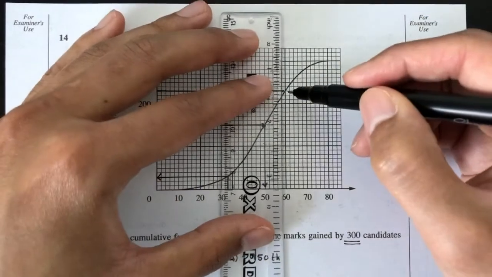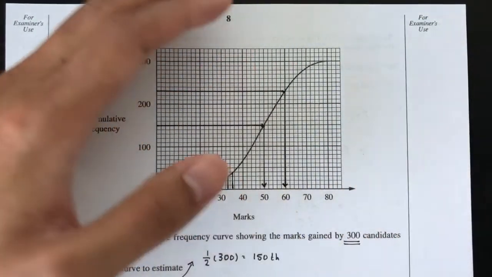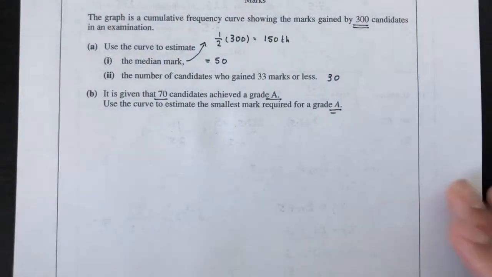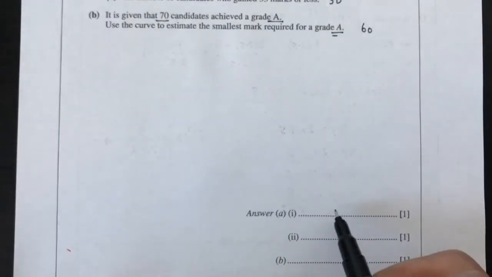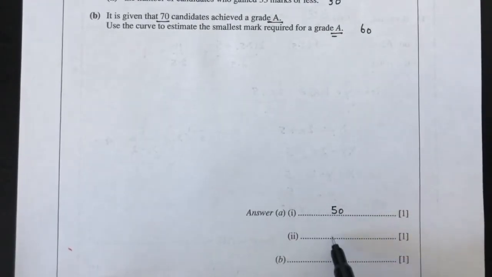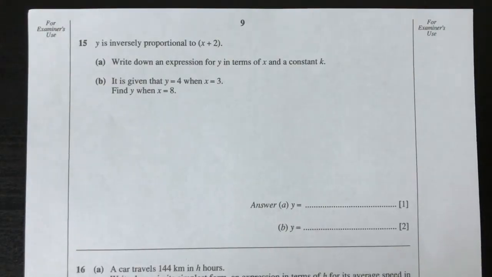So your value, the marks will be 60. According to the graph, that should be 60 as your answer. So write down the values here: 50, 30, and 60 for your answers for question number 14. Now let's move on to question number 15.